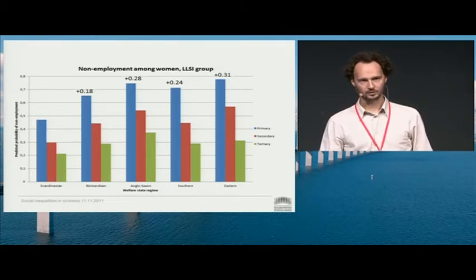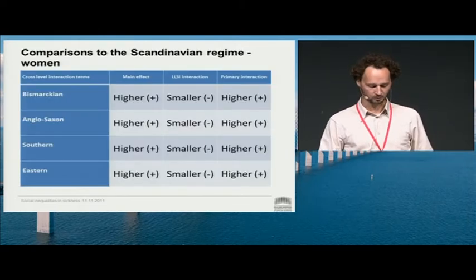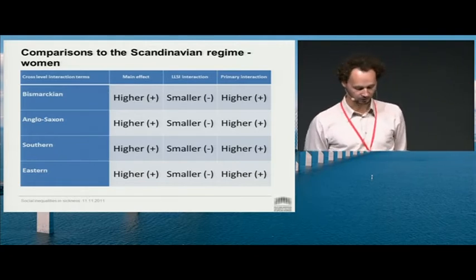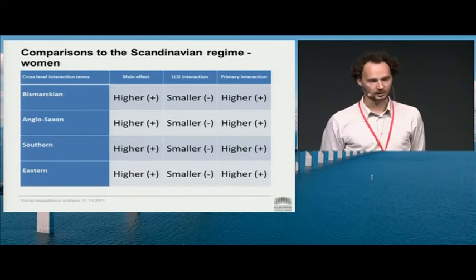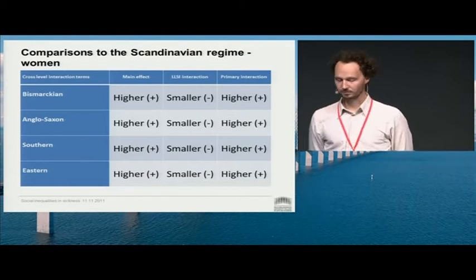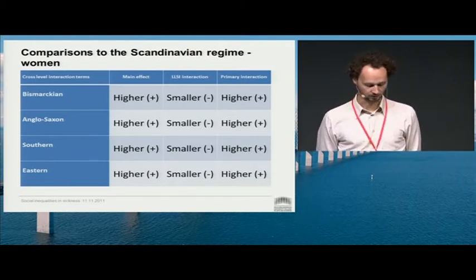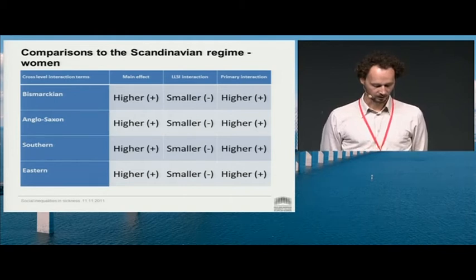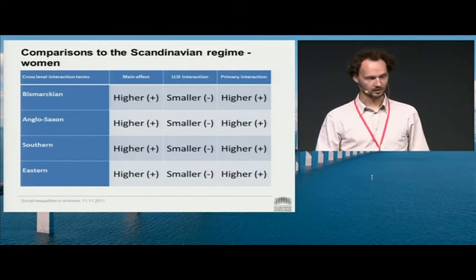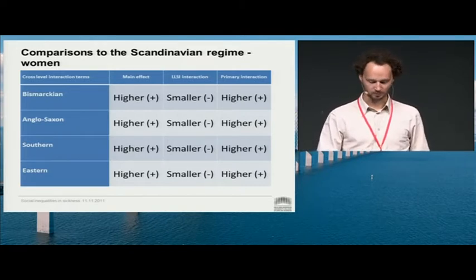Now, looking at the different components of the association for women shows a much more uniform picture. So in the Anglo-Saxon and across all the other regimes, the findings are not driven by larger inequalities between ill and healthy, but by significantly stronger main effects and larger educational inequalities in non-employment. This finding may reflect the fact that women in other regimes than the Scandinavian are more often non-employed because of reasons not related to health. Because in Scandinavia we have a generally high level of employment among women.